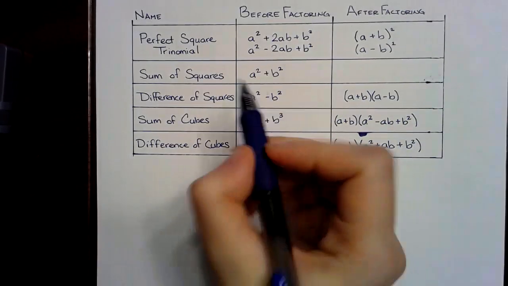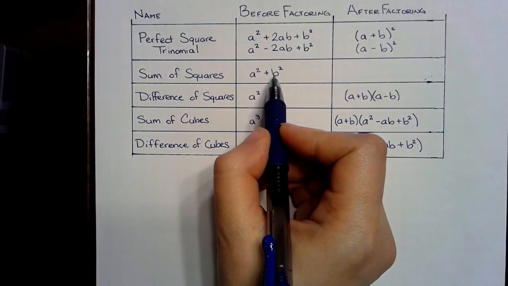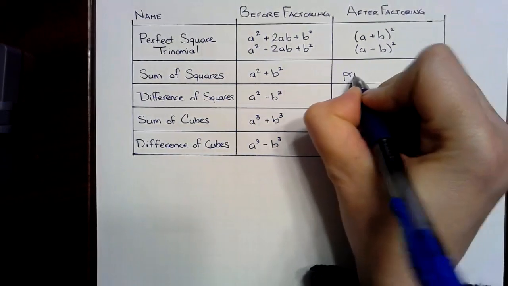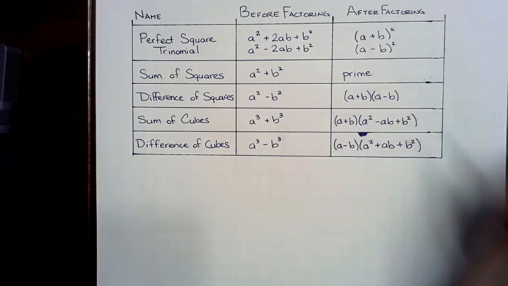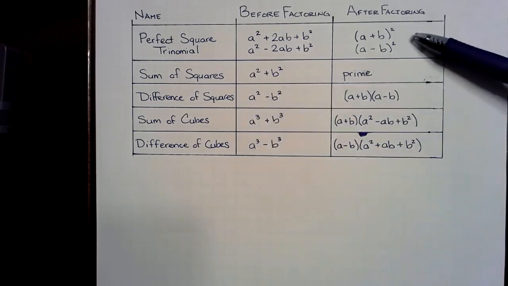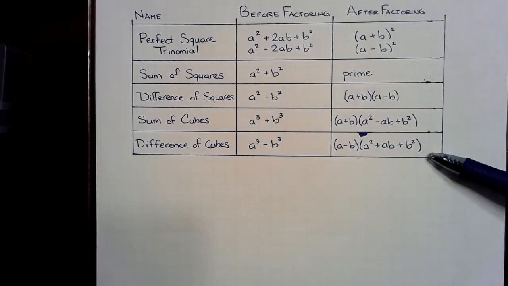And in general, every single time you see a sum of squares, you can immediately conclude that you cannot factor it. So just like a number that cannot be factored is called prime, a polynomial that cannot be factored is called a prime. And so these are all of our special forms that whenever you see them, you can immediately jump to these factored answers.